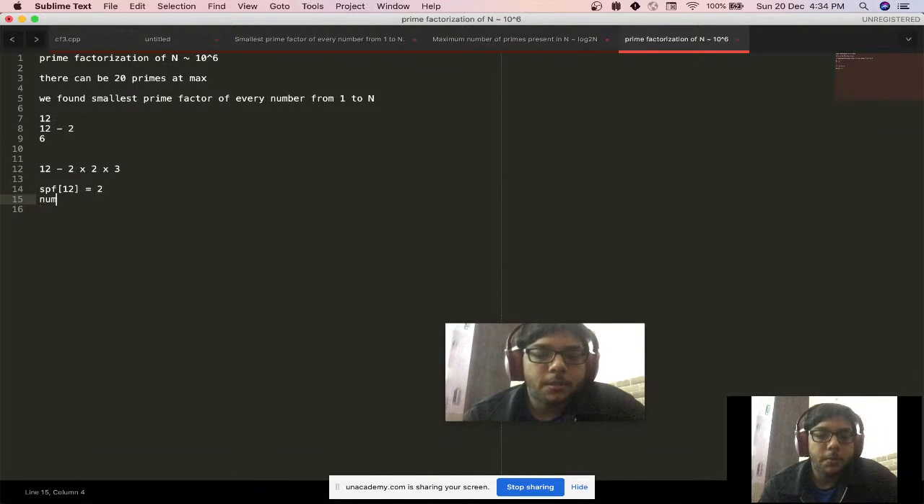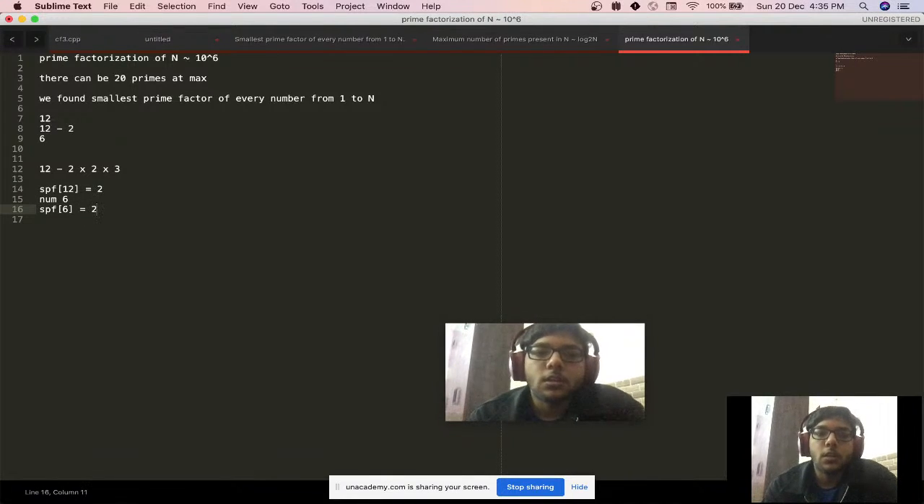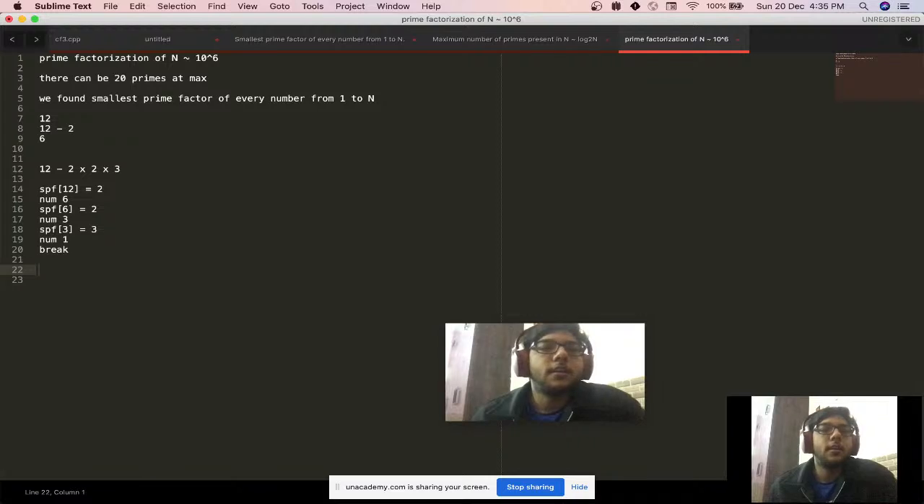So now the number becomes 6. If I extract 2 out of 12, the number becomes 6. Now I choose the SPF of 6, that is again 2, so I again extract 2. The number became 3. Now I extract the smallest prime factor of the remaining number, that is 3, and it is itself prime. So that is 3 only. The number becomes 1, and since the number becomes 1, I break.